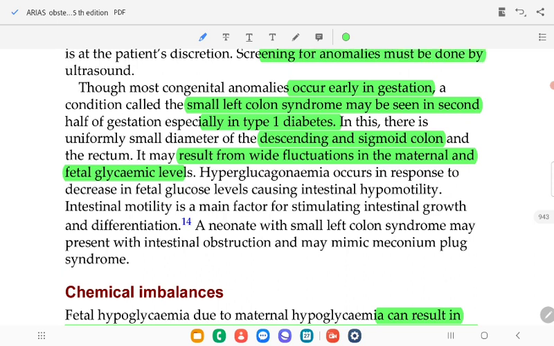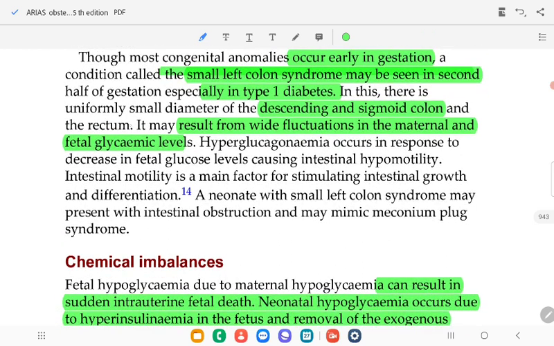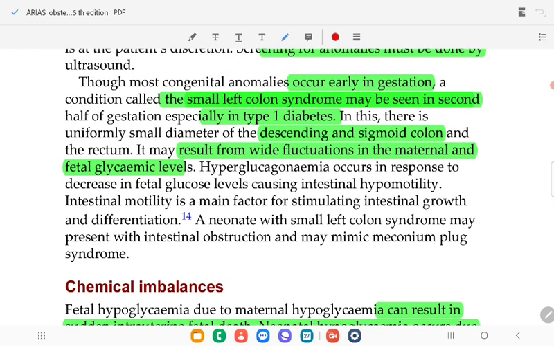A condition called small left colon syndrome may be seen in the second half of gestation, especially in type 1 diabetes. In this, there is a uniformly small diameter of the descending colon, sigmoid colon, and the rectum. Uniformly small, that is small left colon syndrome. Okay, remember this thing.